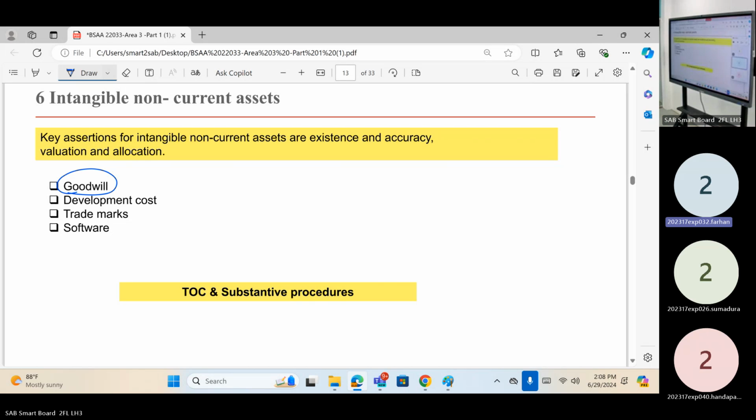In a business acquisition, goodwill can be capitalized, sir. Internally generated goodwill is what cannot be capitalized. At acquisition, you can recognize it. So as a standalone company, internally generated goodwill can't be capitalized.